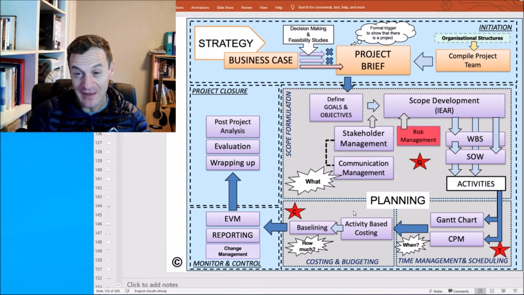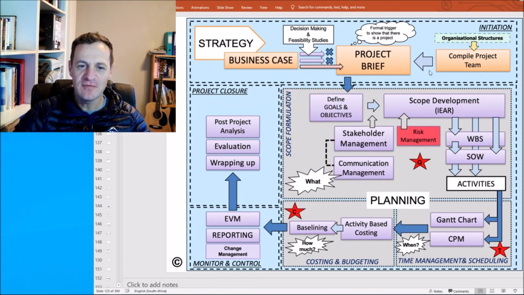So we remember we've got activity-based costing. We can now put that into a baseline. We've got our Gantt chart. So now we've got not only what we're going to do, we know when we're going to do it, and we know when we're going to incur the costs. So that's the project baseline we're talking about. And this is a big milestone in the project, because now suddenly we've got the plan in place.